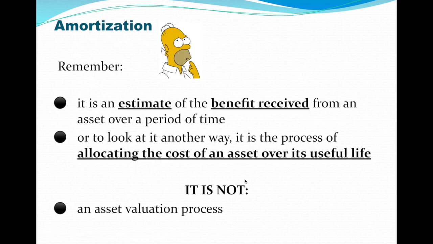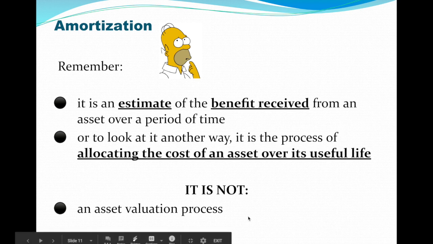Okay, amortization. That's what's going to be in our next lesson. Just remember that amortization is an estimate of the benefit received from an asset over a period of time. So this is very specifically an accounting point of view of looking at it. Or to look at it another way, it's the process of allocating the cost of an asset over its useful life. What it's not is an asset valuation process. Those are two different things.